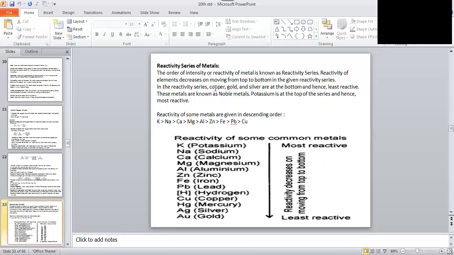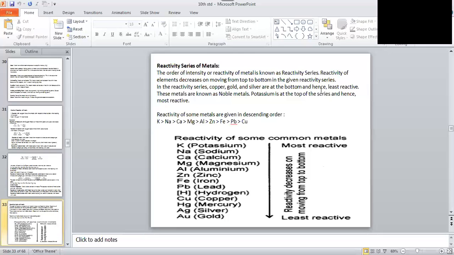In the reactivity series, copper, gold and silver are at the bottom, meaning they are least reactive. These metals are called noble metals. So which metals are called noble metals? The metals having less reactivity are called noble metals. Examples are gold and silver.